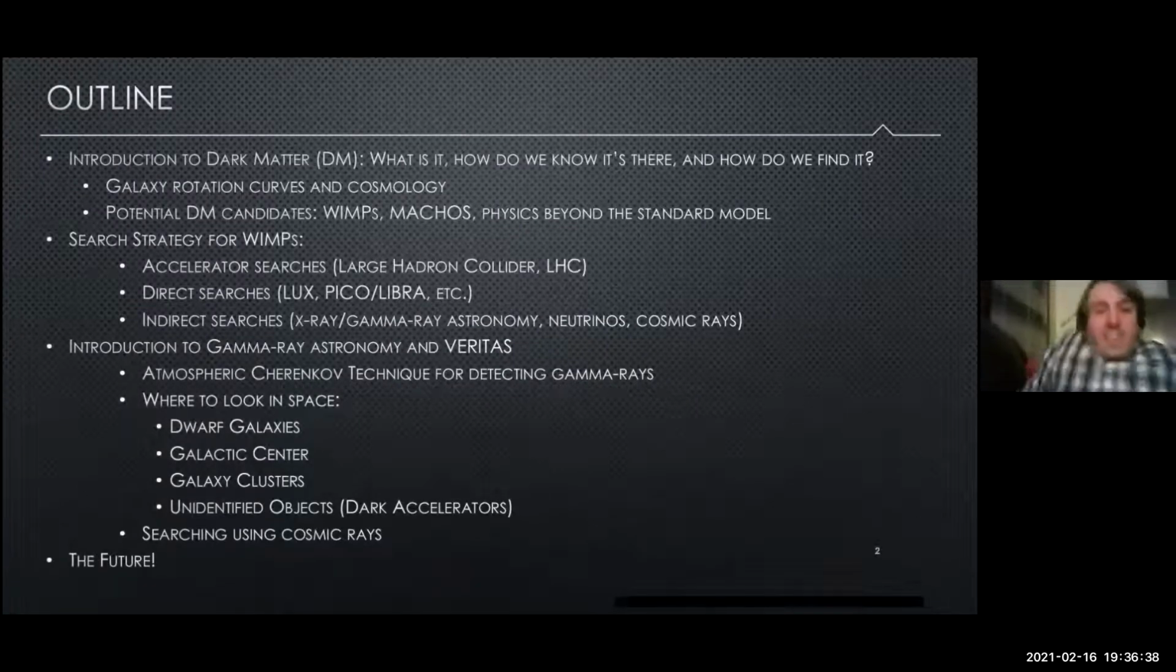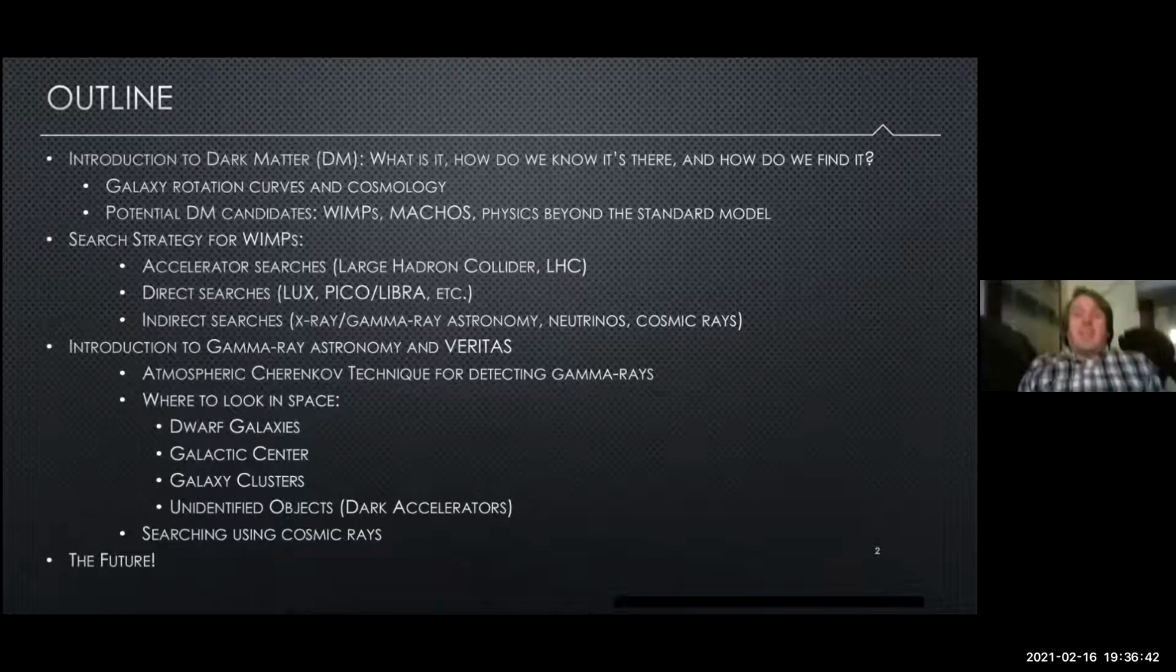So just a brief outline here. Dark matter, what is it? How do we know it's there? And how do we find it? To answer the how do we know it's there question, we need to talk about galaxy rotation curves and a little bit of cosmology. Then I'll talk about the potential dark matter candidates, what we think they could actually be. So WIMPs, MACHOs, and physics beyond the standard model of physics.